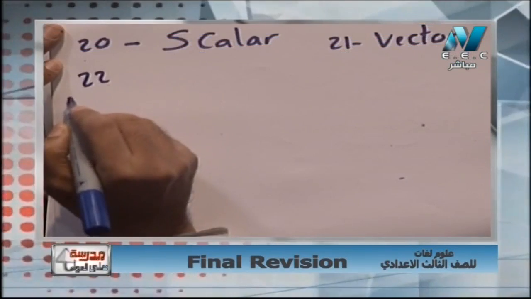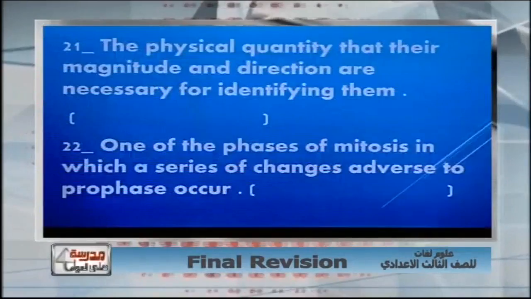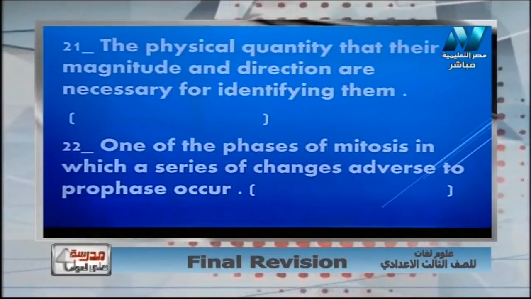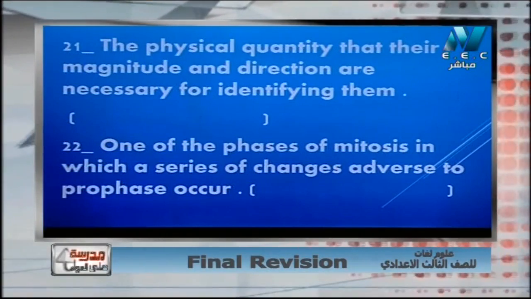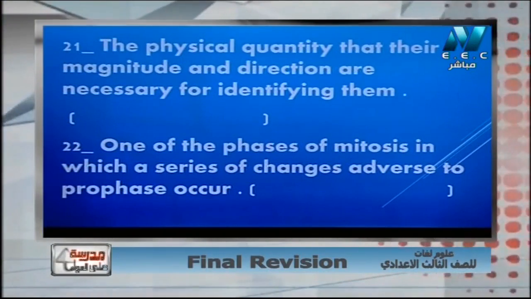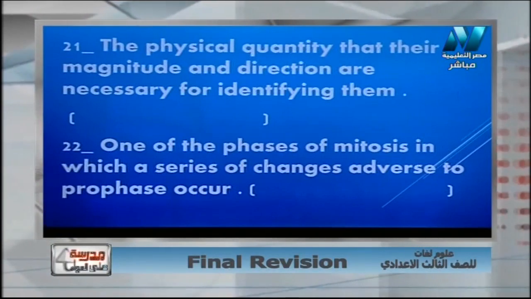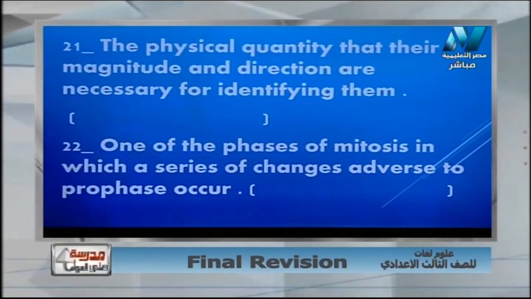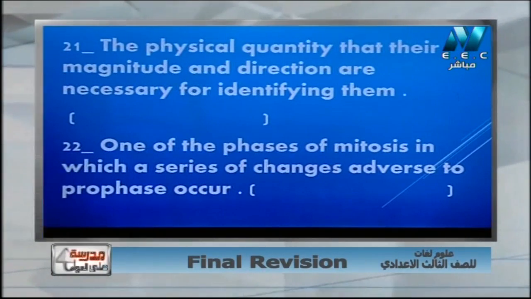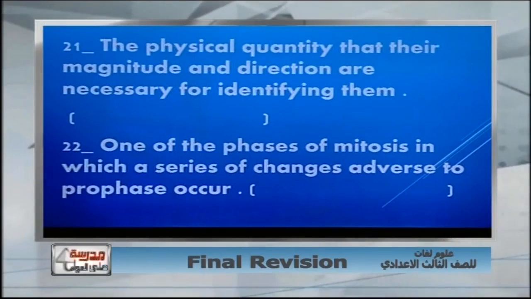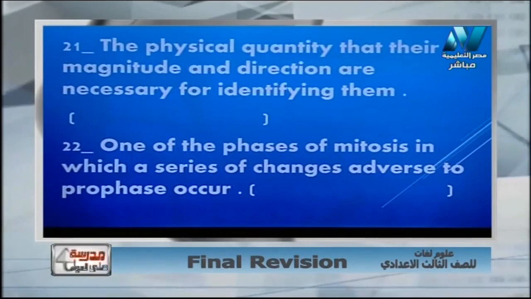Number 22. One of the phases of mitosis. Mitosis means mitotic. One of the phases. What are the phases? Prophase, metaphase, anaphase, telophase. In which a series of changes, a lot of changes, adverse, meaning opposite, to prophase. What is the opposite of prophase? Yes, telophase.